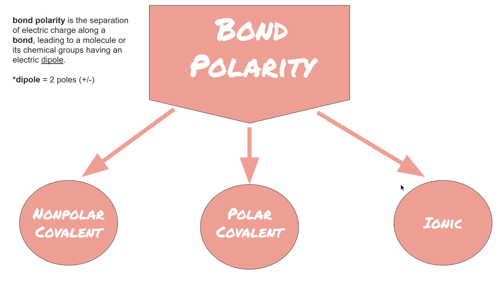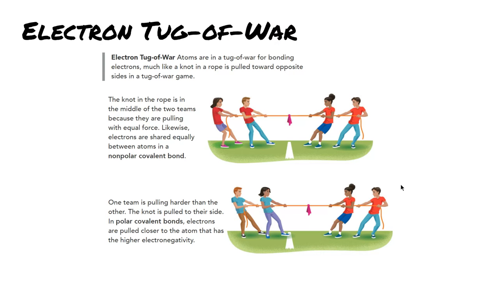There's three types of bond polarities that we're going to be able to designate. The first one is nonpolar covalent. The second one is polar covalent, and the third one is ionic. So we've been familiarized with covalent and ionic. Now we're going to be able to classify bonds based on electronegativities.